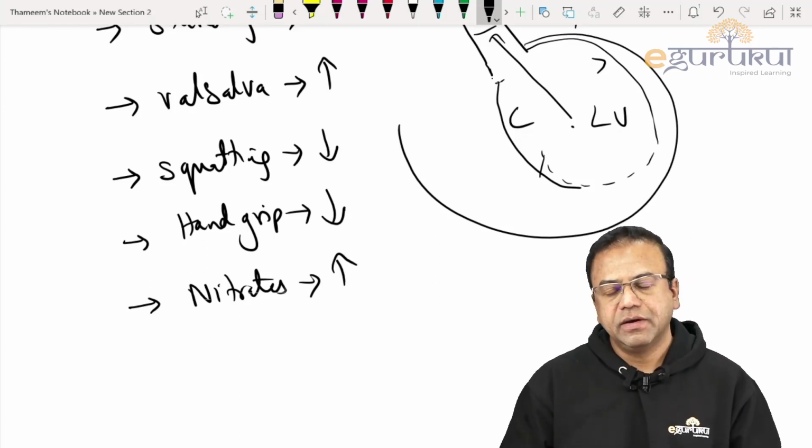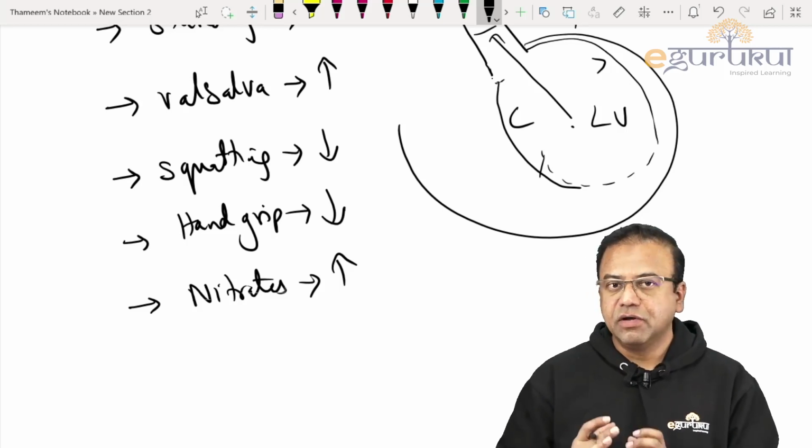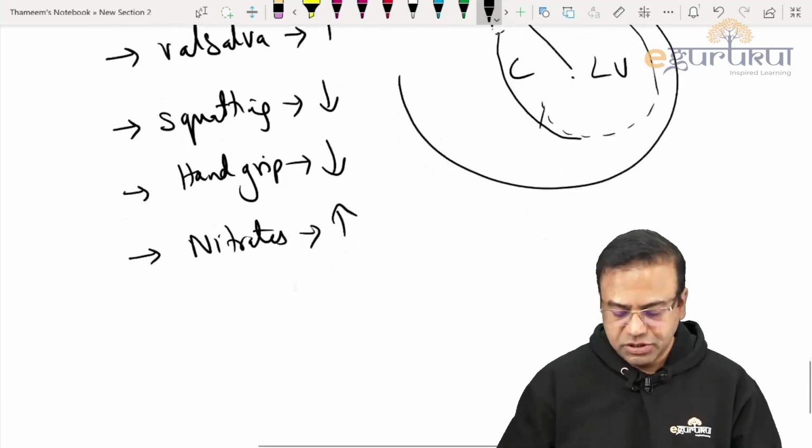So let me repeat, nitrates are venodilators. They pull the blood into the periphery. The venous return to the heart decreases, creating more obstruction.